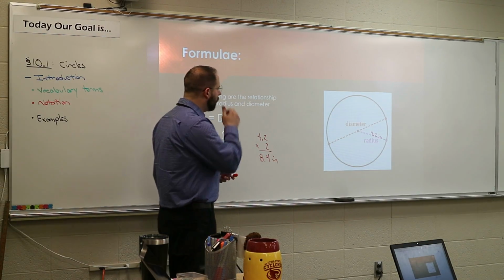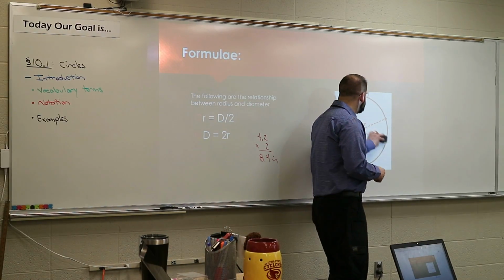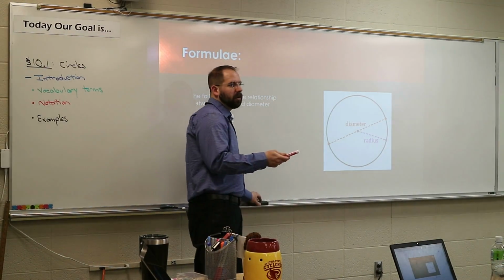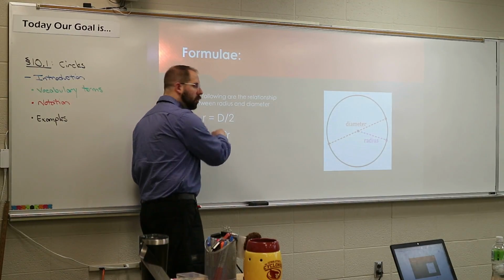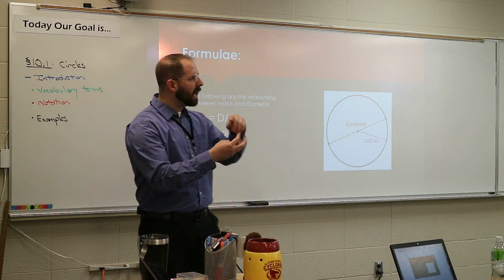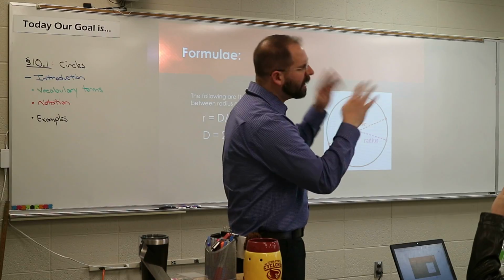So you actually multiply it. Easy calculations. Because I said, the radius is the most important number. If you have the radius, you can find diameter, circumference, area, arc length. You can find a lot of different things.